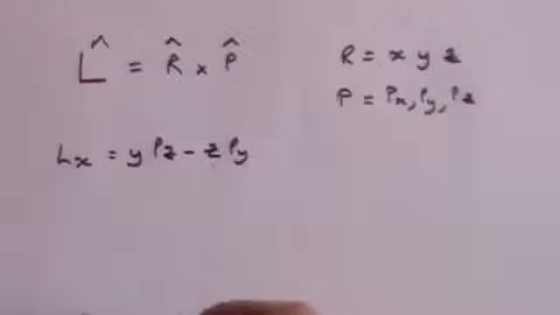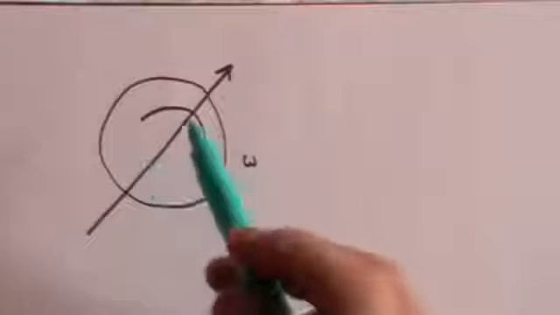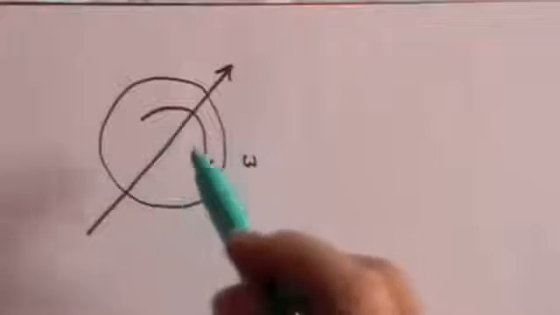And if you want the other two, all you have to do now is, so that's an object which spins on its own axis. It has angular momentum. We sometimes call that spin.